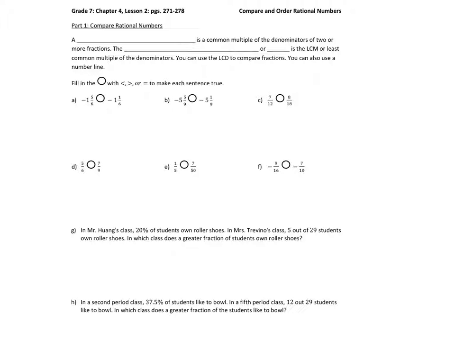Chapter 4, Lesson 2. Your objective for today: I will be able to compare and order rational numbers. Again, that's Chapter 4, Lesson 2. I will be able to compare and order rational numbers. At the top, Part 1, compare rational numbers.